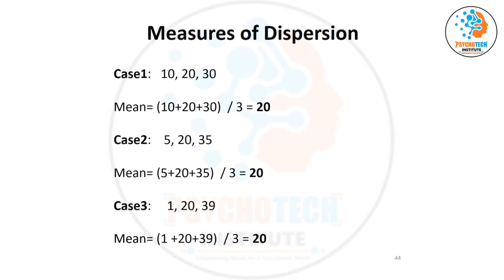So in all three cases my mean is 20, but here it's very visible that there is a lot of variation in the third case, 1, 39 and 20. How can we represent the 1 with 20? In the first case, it is fine. A little bit we can accept that. But in the third case, it's never possible. So it means that the mean itself is not sufficient.